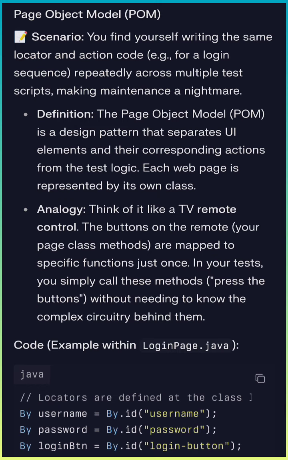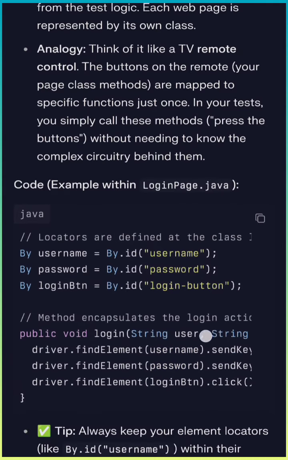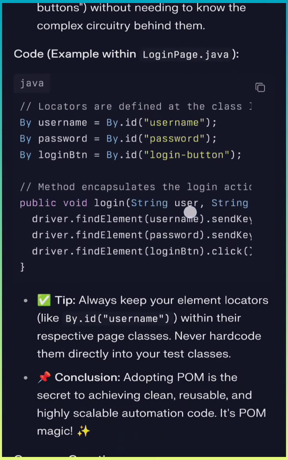So analogy: think of it like a TV remote control. The buttons on the remote, your page class methods, are mapped to a specific function just once. In your test, you simply call these methods and press the button without needing to know the complex circuitry behind them. So, sample code snippet, like how we are going to write down in the code.